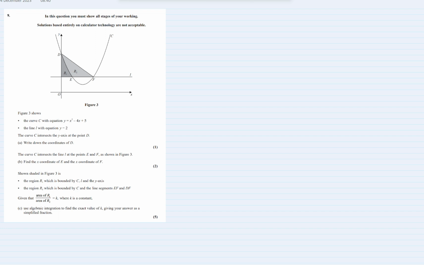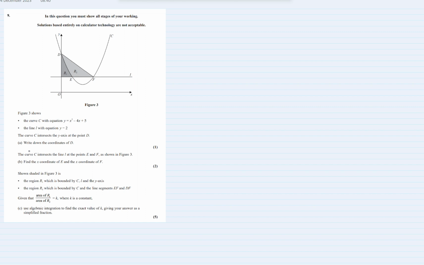Okay, so in this question we have to show all our workings, and we need to make sure that we're not just relying on our calculators, because we're not going to get full marks if we do that. So to start with, for part A, we've been given a figure. We've been told that the curve C with this equation here, so this is my quadratic, is going to be my curve C, and we know that the line is the equation y equals 2. So we've got the line y equals 2 here.